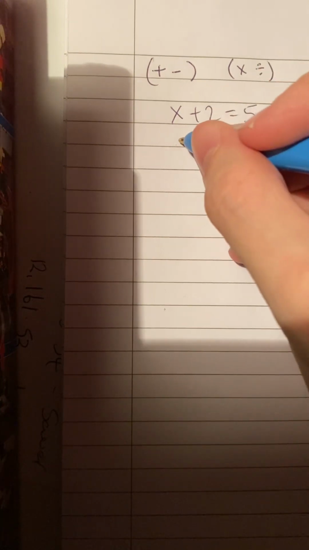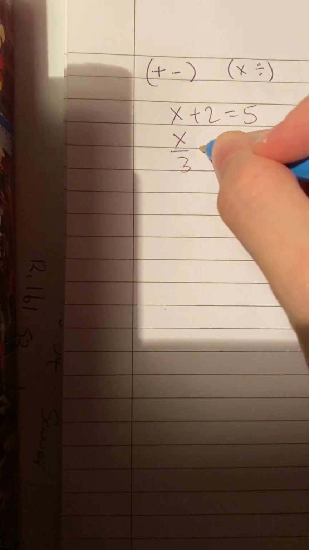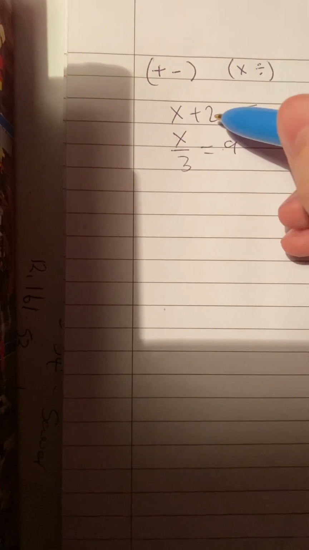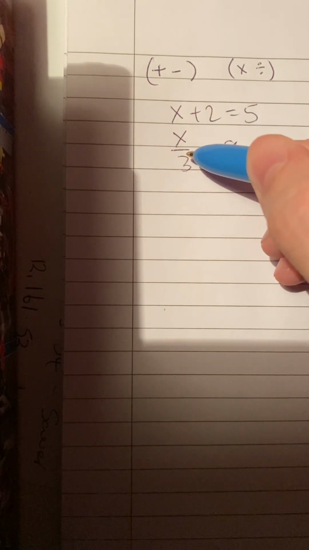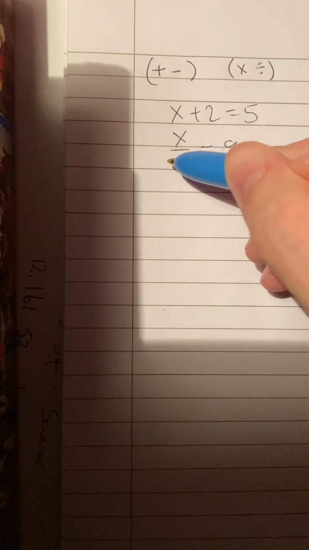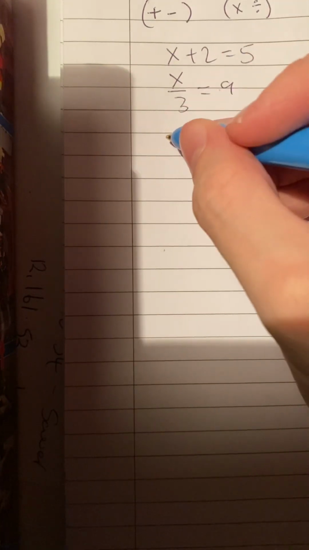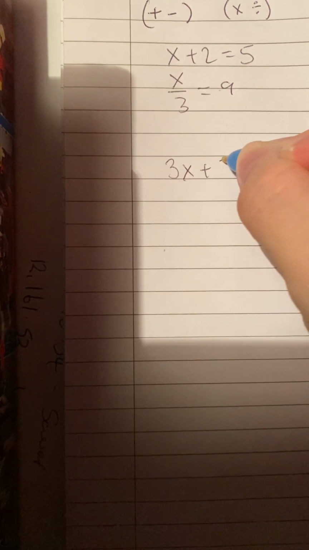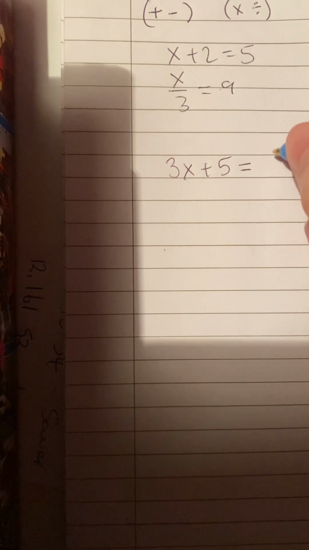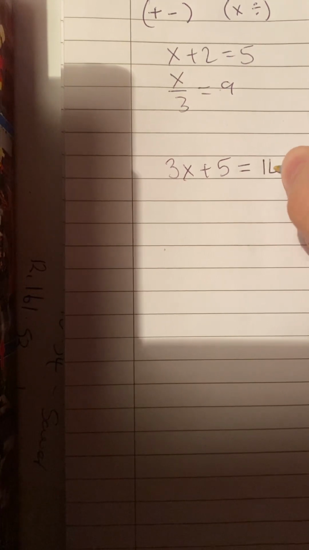So we solved equations that were like this last time, and we also had one that was like this, I believe. And we solved those in one step. This one by minusing 2 on both sides to get rid of this plus 2, and this one by timesing 3 to get rid of this divide by 3 on this side. So for this one, I'm going to give you equations like this. So 3x plus 5 equals 14.